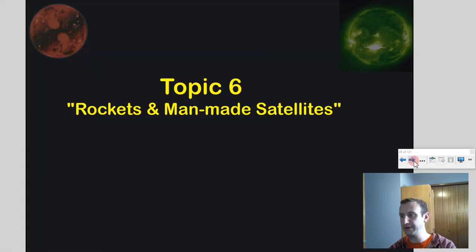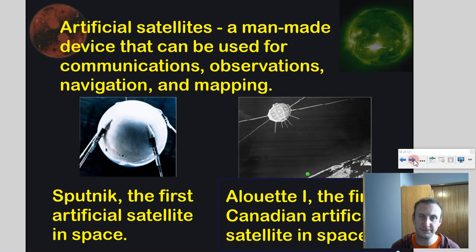So last thing we're going to talk about today is satellites, and specifically artificial satellites. Just a little bit of history around this. Artificial satellites are man-made devices that can be used for communications, observations, navigation, and mapping. Sputnik was the first artificial satellite that was launched into space, right? It was launched by Soviet Russia, the USSR, back in the day.